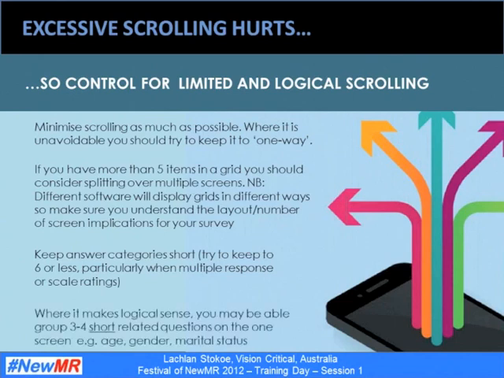Where it does make logical sense, you may be able to group 3 or 4 short related questions onto one screen. For example, age, gender, marital status. Whilst scrolling might be required in this situation, at least the questions logically flow on from one another, and the time saving of avoiding 4 screens and the associated loading times, etc., is worth it, given that there's little risk of the answers being influenced by the need to scroll. This, which becomes the ultimate litmus test, is could scrolling influence the way the question that I'm asking is being answered?